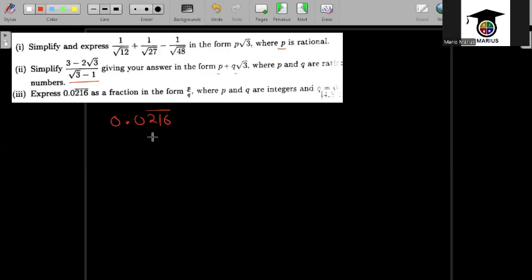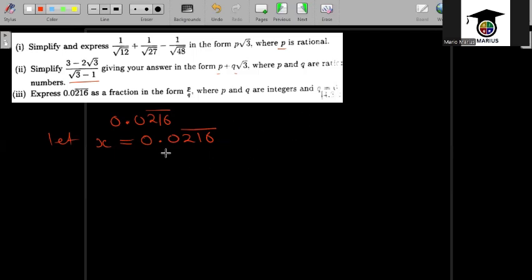So the first thing you do here, you say I'll let my x be equal to this number. It needs to be 0.2, 1, 6, and you have your bar there. So that bar means that is the repeating unit. That's what is reoccurring: 2, 1, 6, 2, 1, 6, and so on up to infinity.